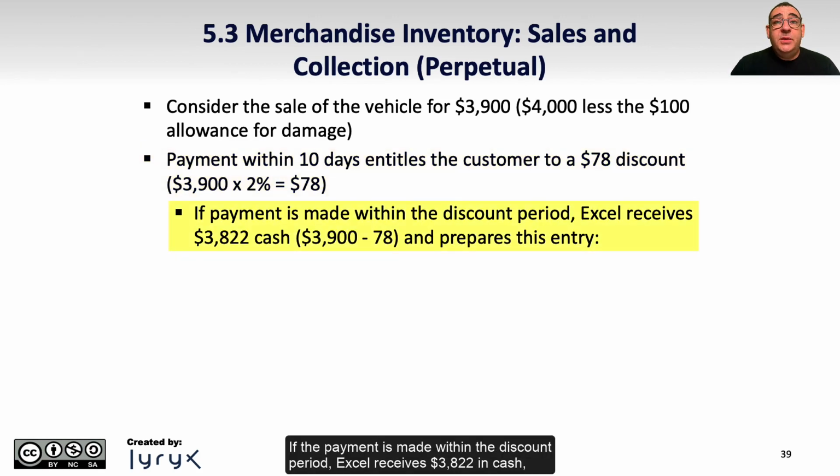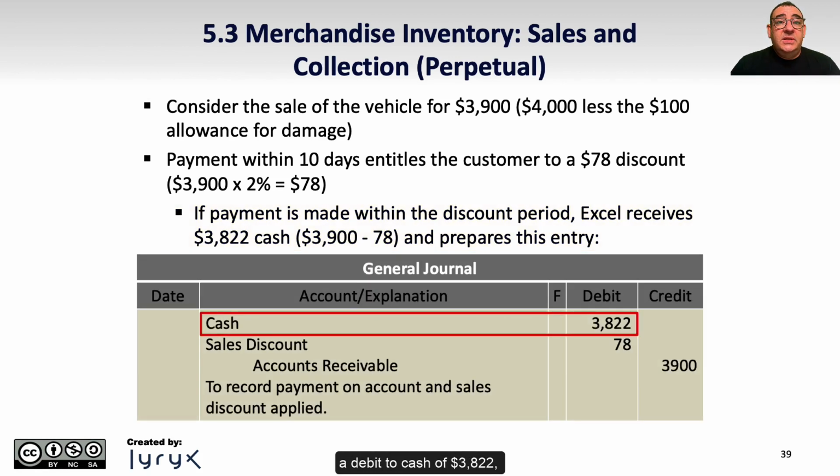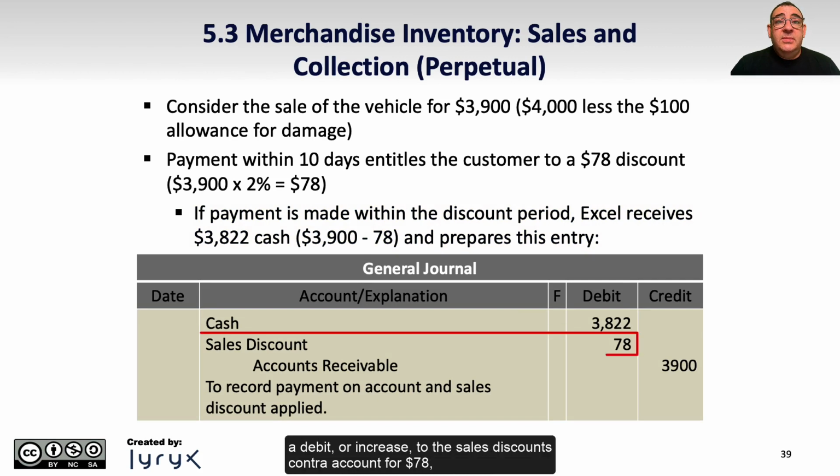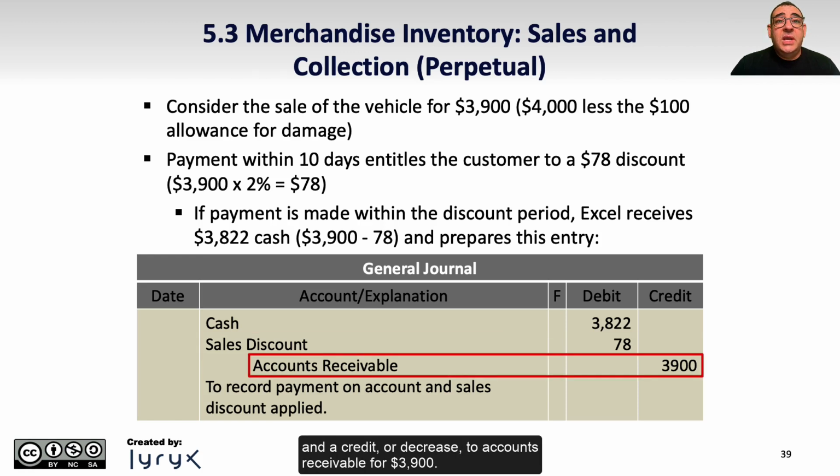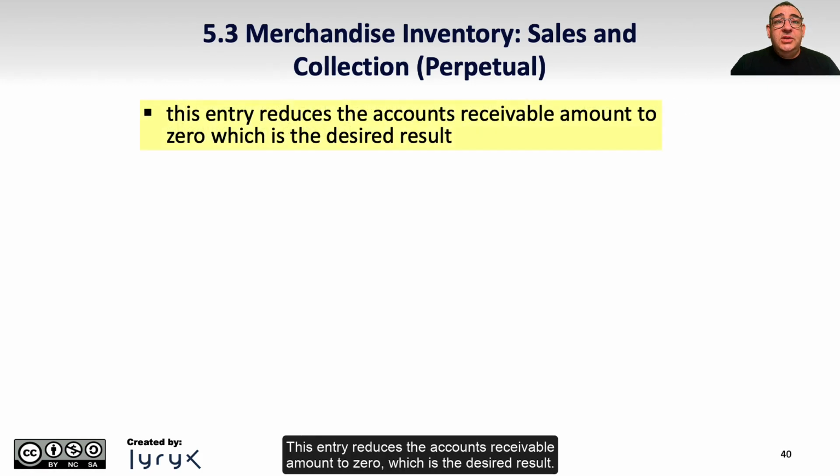If the payment is made within the discount period, Excel receives $3,822 in cash, that's $3,900 minus a $78 discount, and prepares this entry. A debit to cash of $3,822, a debit or increase to the sales discounts contra account for $78, and a credit or decrease to accounts receivable for $3,900. This entry reduces the accounts receivable amount to zero, which is the desired result.